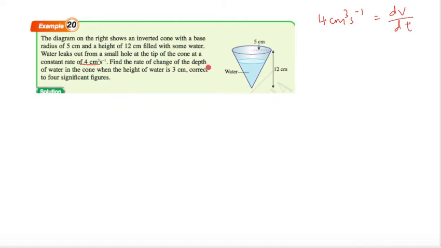Find the rate of change of the depth of water in the cone when the height of the water is 3 cm. Rate of change of depth. Okay, the question wants to find the depth change, meaning the question wants dH/dt. The depth here is the height here. So the question asks you to find dH/dt. You are given when h equals 3.